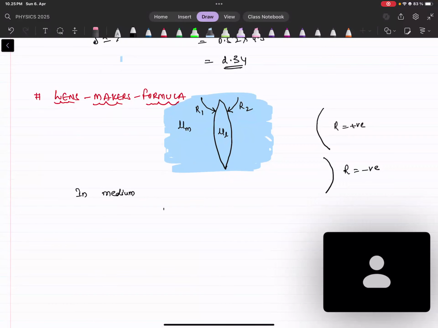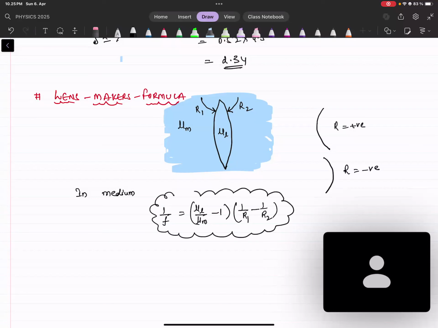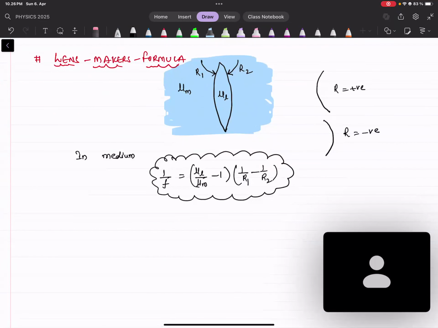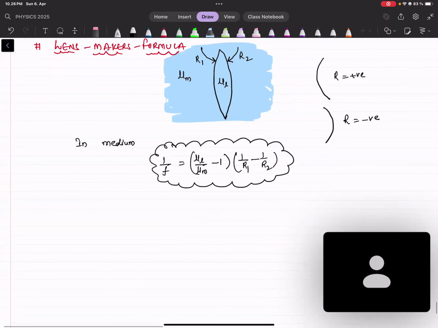the focal length is given by the formula 1 by F is equal to refractive index of lens divided by refractive index of medium, minus 1, into 1 by R1 minus 1 by R2. This is the formula when it is in medium. R1 and R2 are radius of curvature.